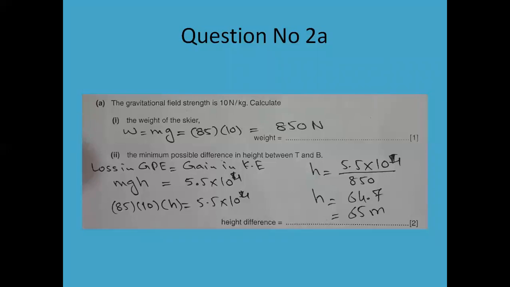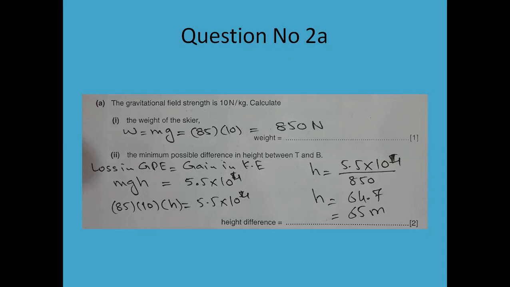So the loss in the gravitational potential energy will be equal to the gain in the kinetic energy, and the kinetic energy we know is 5.5 × 10^4. And the loss in gravitational potential energy will be mgh. m is 85, g is 10, and h is the fall in the vertical height from T to B. So that will be equal to 5.5 × 10^4.